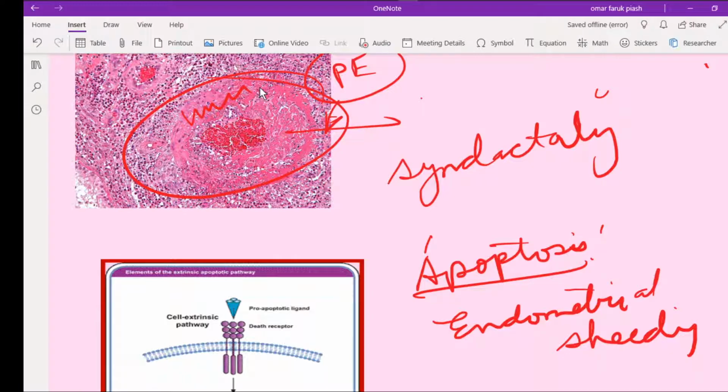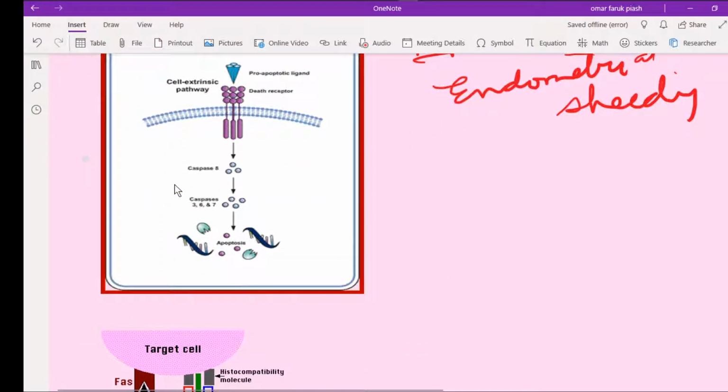And apoptosis is mediated by an enzyme called caspase. These caspases actually mediate apoptosis. That means apoptosis is mediated by caspase that activates protease and endonuclease. Protease breaks down the cytoskeleton, and endonuclease breaks down the DNA. And this is the way of destruction of the cell.